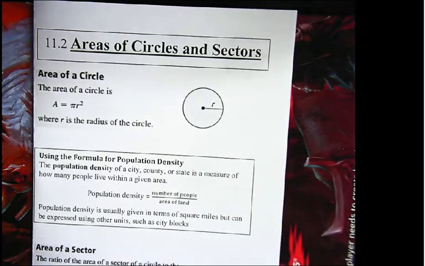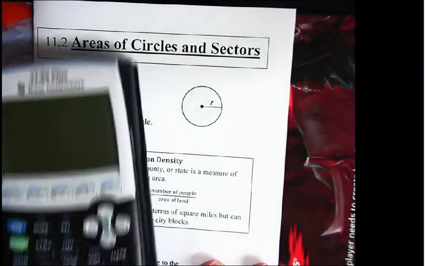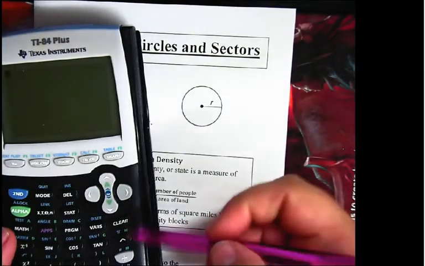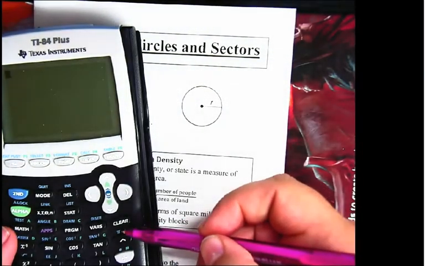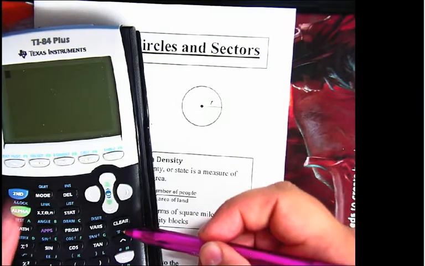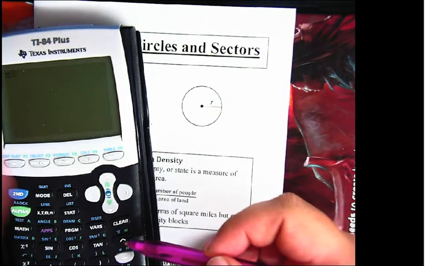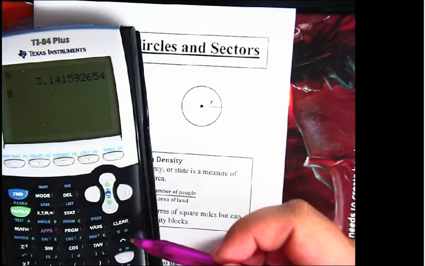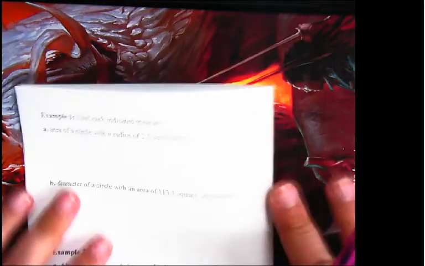Now we will not be using 3.14. We will be using the pi button on our calculator. Just about every calculator has one. On the TI-84, it's right there in blue, so second pi. All right, so that's what we will be using. And so let's just do a couple of these, jump right in.